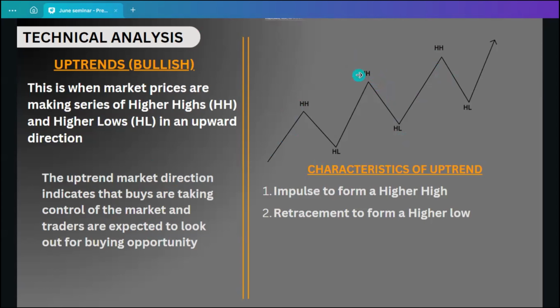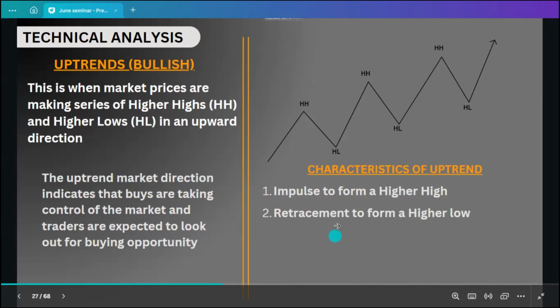Now, what are the characteristics of an uptrending market? When price is making higher highs and higher lows, why does it make higher highs and higher lows? What is unique about these highs and lows?